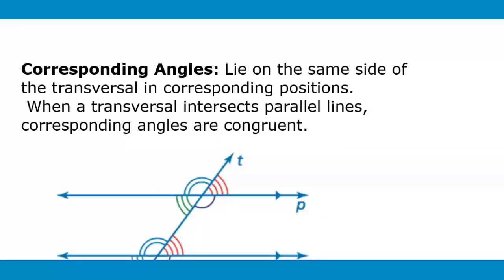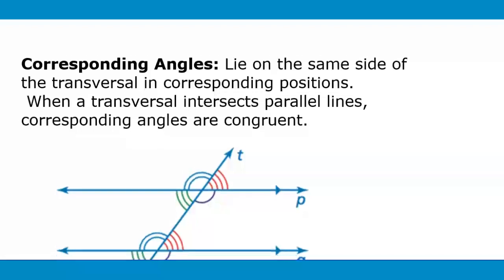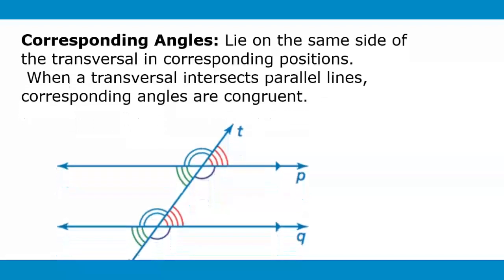So the first one here is corresponding angles. Corresponding angles lie on the same side of the transversal in corresponding positions. When a transversal intersects parallel lines, corresponding angles are congruent. So that means they're equal. So what does all of this mean? So let me do this, we'll stay in purple here. So corresponding, they lie on the same side of the transversal. So our transversal is here. They indicate it here with T. I'm drawing over it right now in green. That's the line that cuts across the parallel lines. So there's my transversal. They lie on the same side.